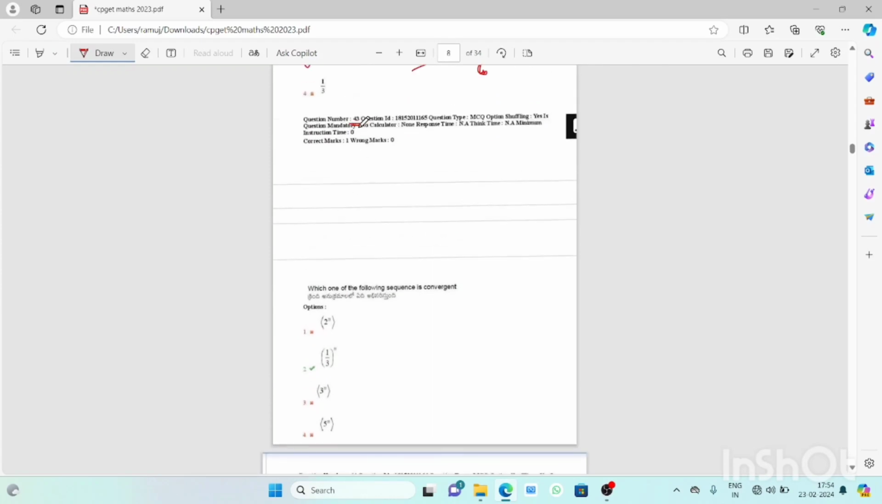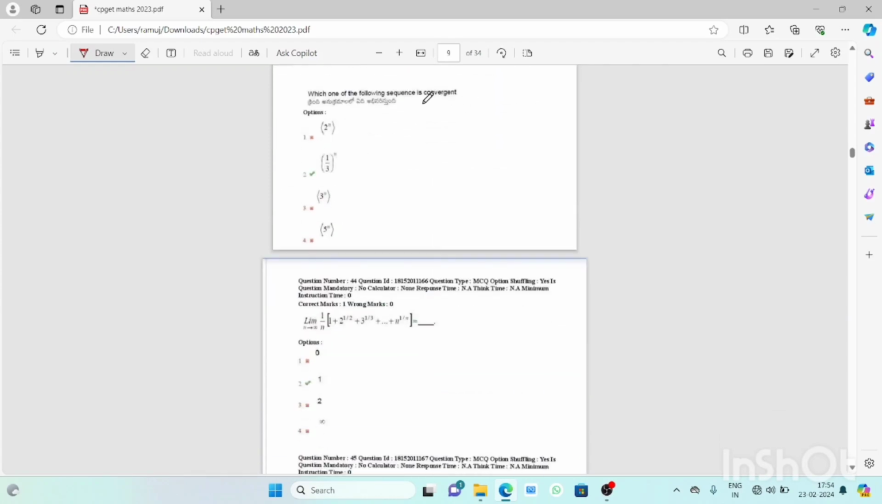So question number 43 is, which one of the following sequences is convergent? He is asking for the convergent sequence. When we say that a sequence is convergent, if it is monotonic, either increasing or decreasing in the terms a1, a2, a3, and bounded, then we can say that it is a convergent sequence. If you observe this one, if you take n equal to 1, you get 2 power 1 and 2 power 2, and it is going to infinity, so it is not bounded. So this is not convergent, it is divergent.